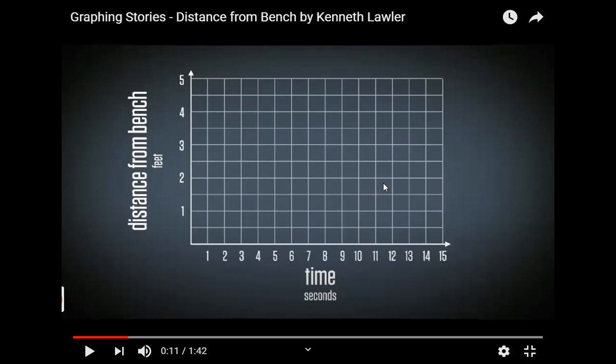Now your graph may be different than your neighbor's because we're all going to do some estimating on what that distance is. We have a timer that's going to count down the seconds, but we don't have any way to know for sure what the distance is. So we're going to just use our best estimation there. Okay.